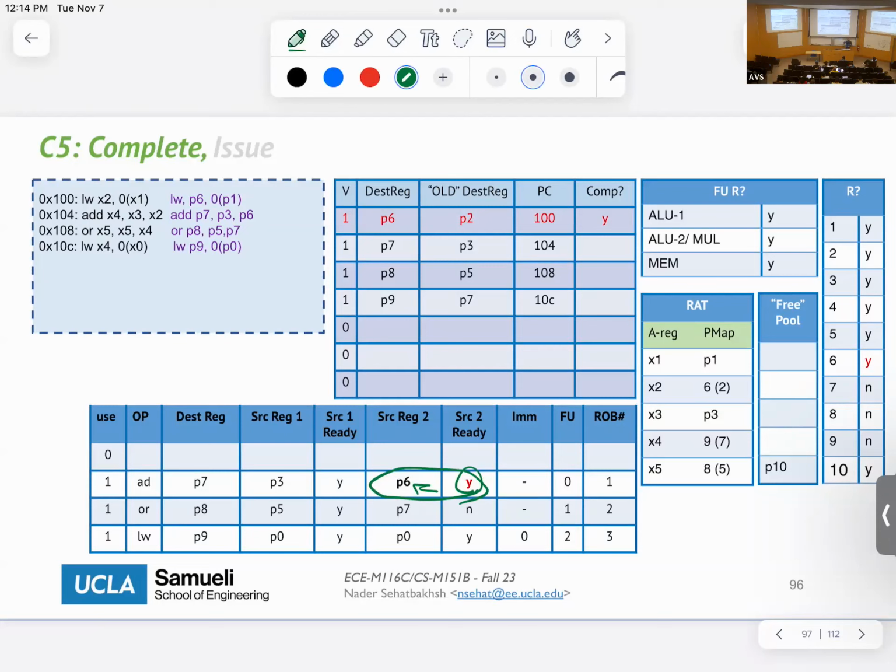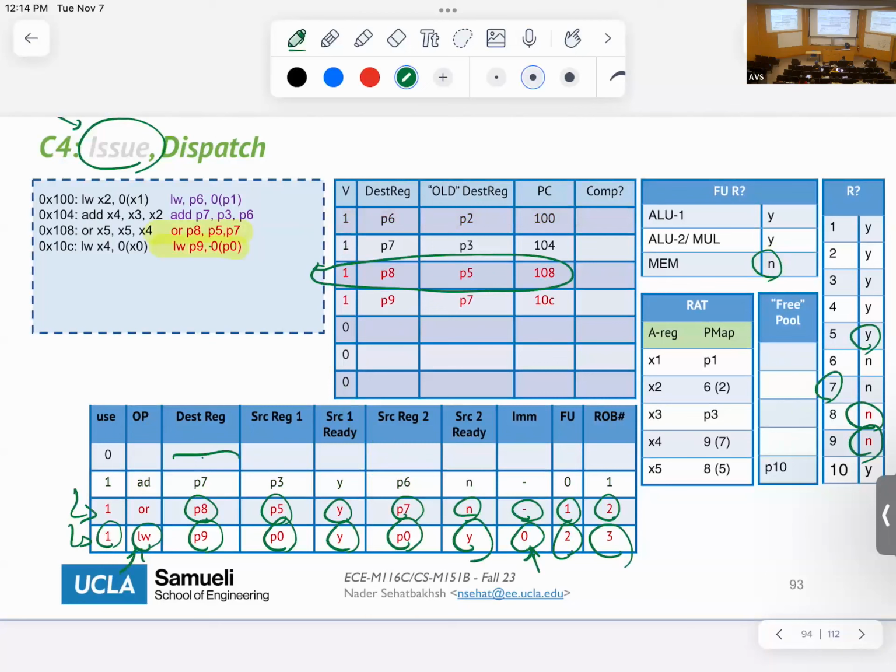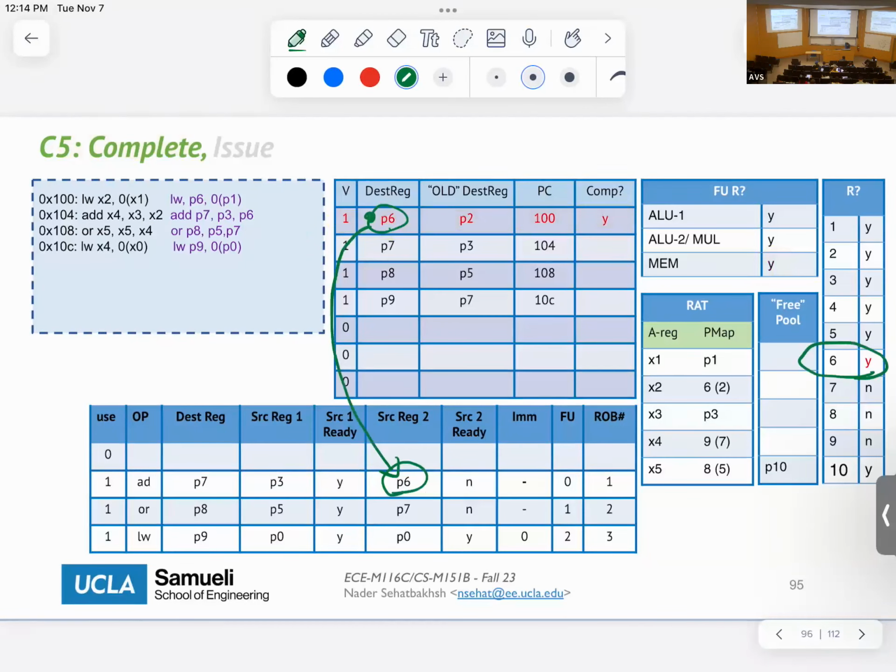Remember that you cannot complete and retire in the same cycle. So I cannot say that, okay, this is the head of ROB and it's completed, so I can retire it in the same cycle as well. Retire always happens at the next cycle after the complete. So you cannot do the same thing in the same cycle. Here, this is the only thing that was issued in the previous cycle, so that's why there's only one instruction that will be completed this cycle.